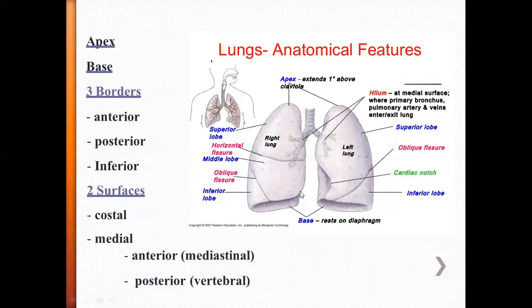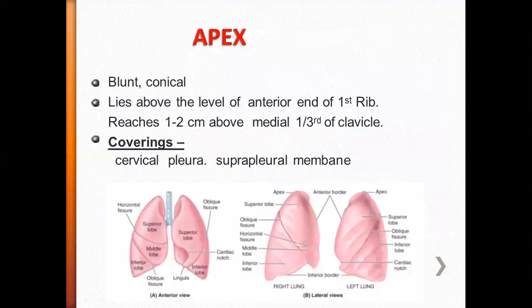So three borders, then apex and base, and two important surfaces which we are seeing right now. This is our costal surface. One more surface which we are not able to see, where the bronchi are entering on both sides. That entering area is our medial surface. This is the major parts or features of our lung externally. Now let's see details of each part. First we'll talk about apex. So this is the apex of the right and left lung.